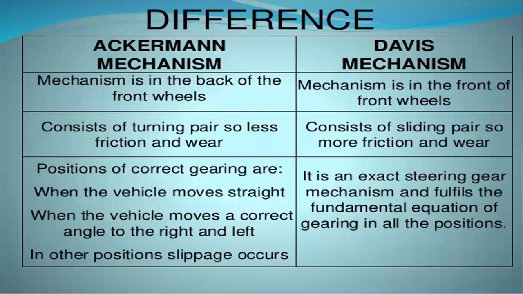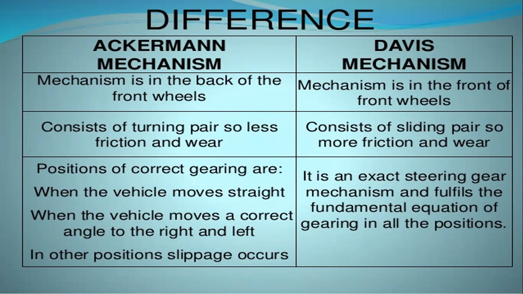Next, coming to the difference between the Ackermann's steering gear and the Davis steering gear mechanism. In the Ackermann's steering gear mechanism, the mechanism is in the back of the front wheels, but coming to the Davis steering gear mechanism, the mechanism is in the front of the front wheels. But for the Ackermann's steering gear, it is in the back of the front wheels, as you can see in the earlier slides.